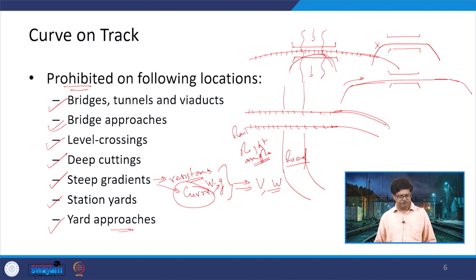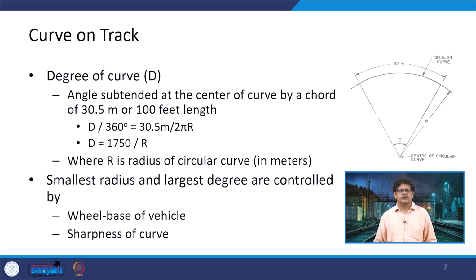Now, let us look at the various elements of a curve. The very first thing, the curve is defined by a degree of curve which is denoted as D. So, here you can see there is a curve being shown and this is a pivot point. Let us call this pivot point O and the curve is from A to B. The radius of the curve is defined as R.